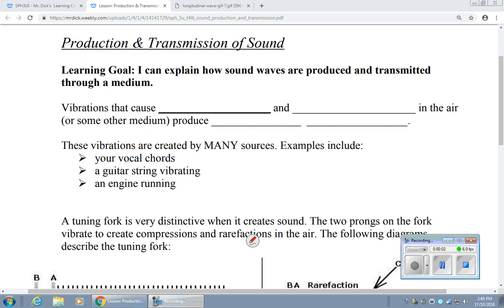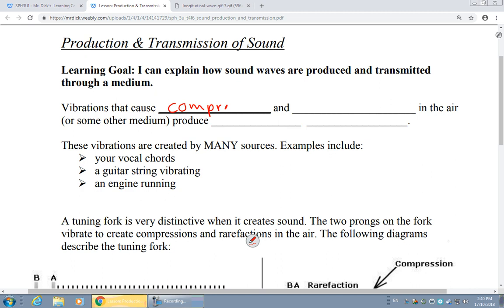With an understanding of waves, we can now talk more specifically about sound waves. And sound waves are an example of a longitudinal wave that we talked about at the start of this unit. And longitudinal waves come from vibrations that cause compressions and rarefactions in the air.